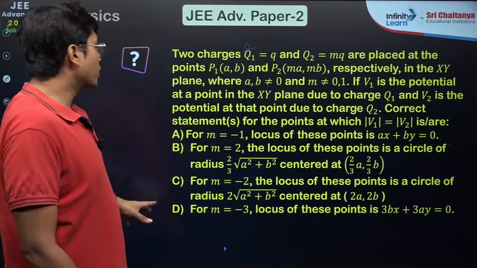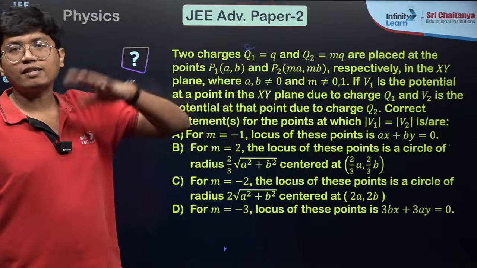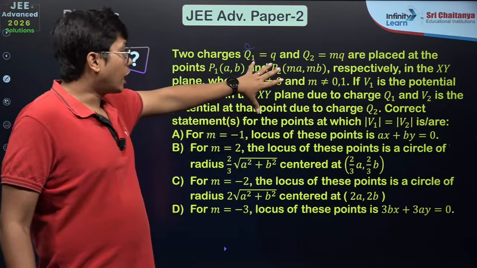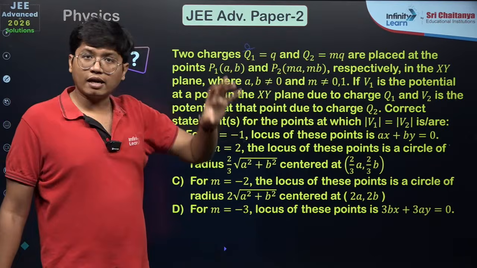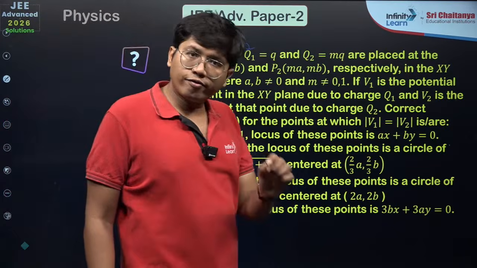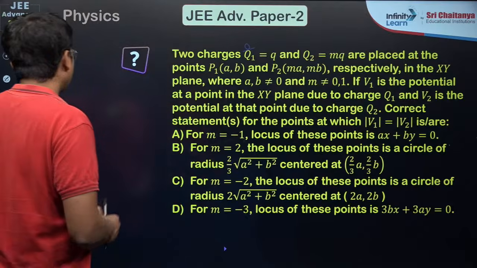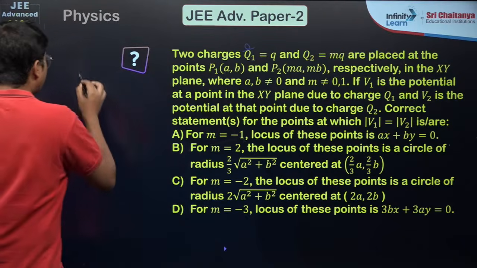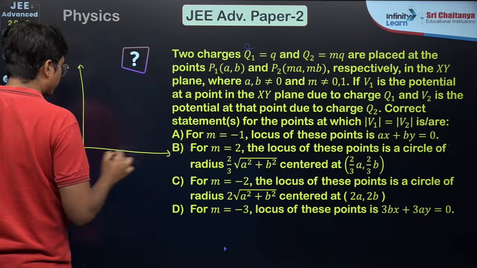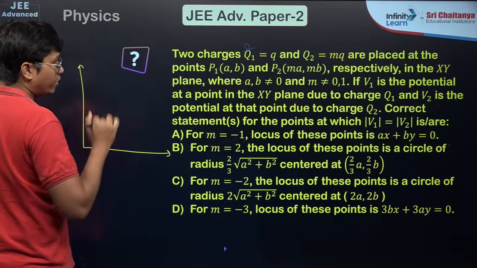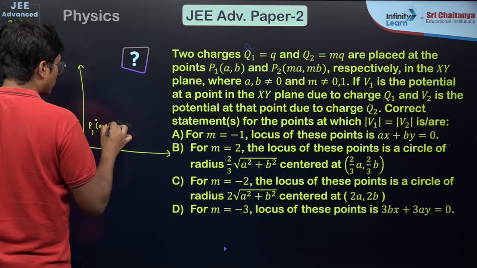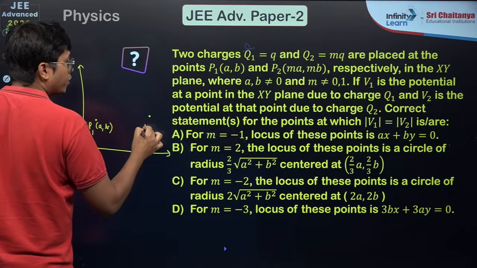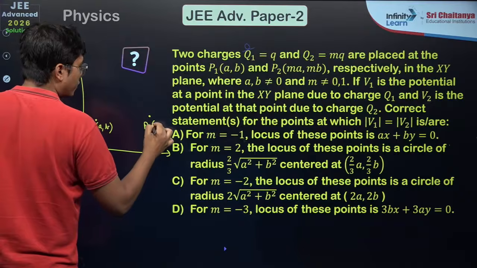So basically they are looking for the locus. Locus means this x and y coordinate. Now remember, the charges are not kept at the origin. The charges are already kept a little distance away from the origin. So how do you find the locus of those points? Over here, try to visualize, this is your point P1, assume, which is (a, b). And let's say this is your point P2, which has a coordinate of (ma, mb).